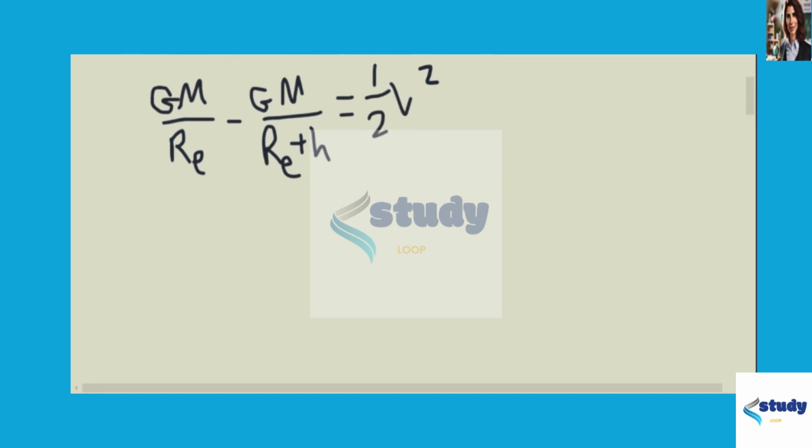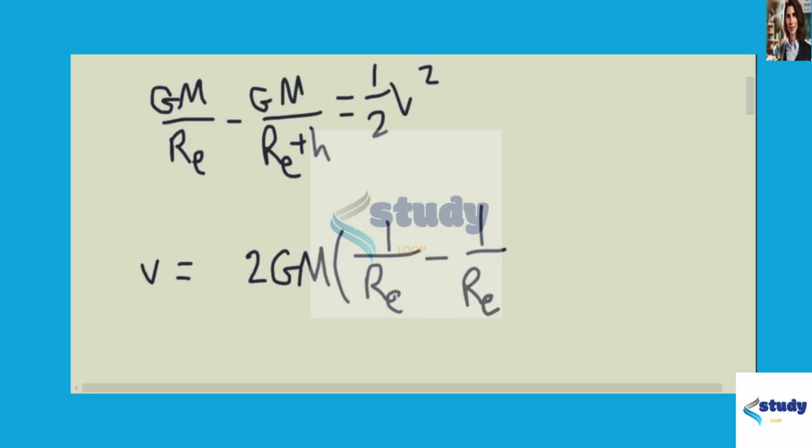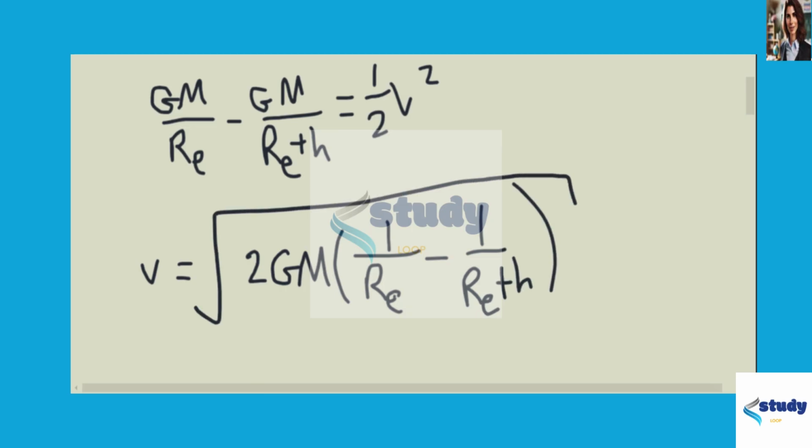So we can factor out the G and the M. So it's going to multiply by 2 on both sides, and we get v is the square root of 2GM times (1 over R_E minus 1 over R_E plus h), the square root of that whole thing.